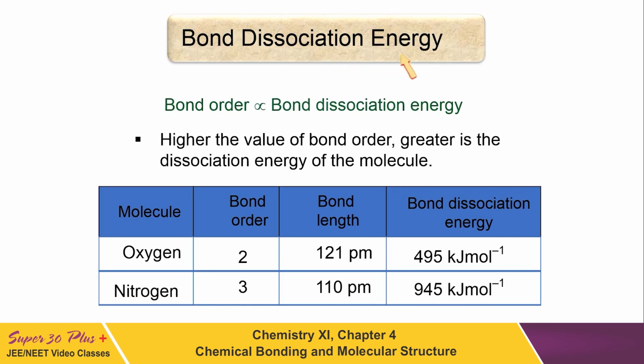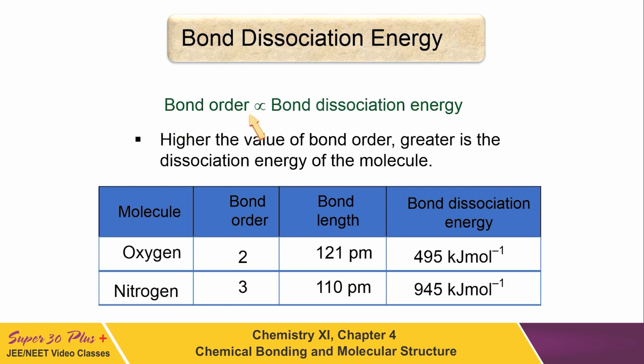Bond dissociation energy. See, what is bond order? Simply, in simple words, bond order is the number of bonds between two atoms, right? So if there are more bonds between two atoms, it will be more difficult to break that bond particularly, and the bond dissociation energy will be more.